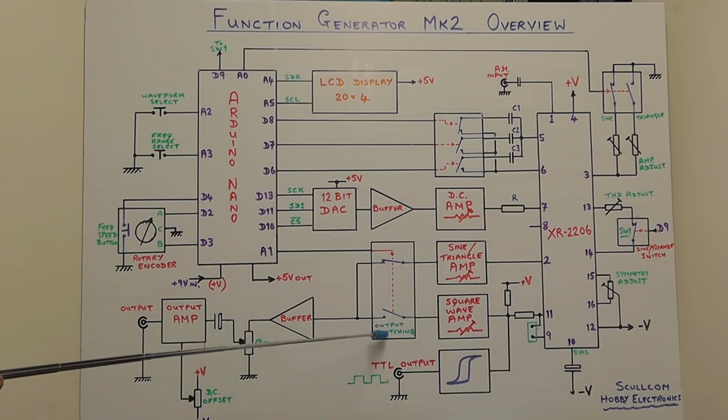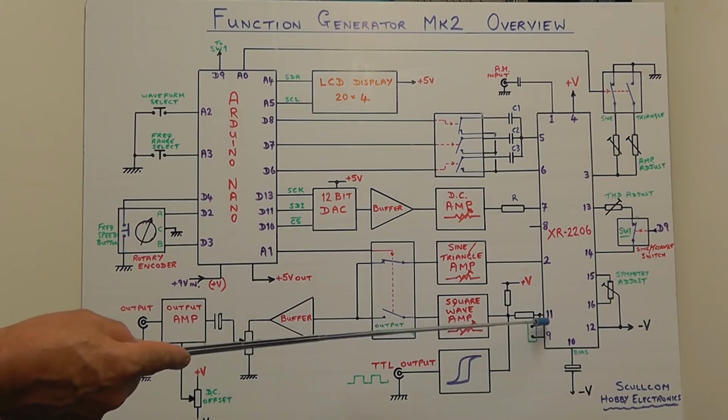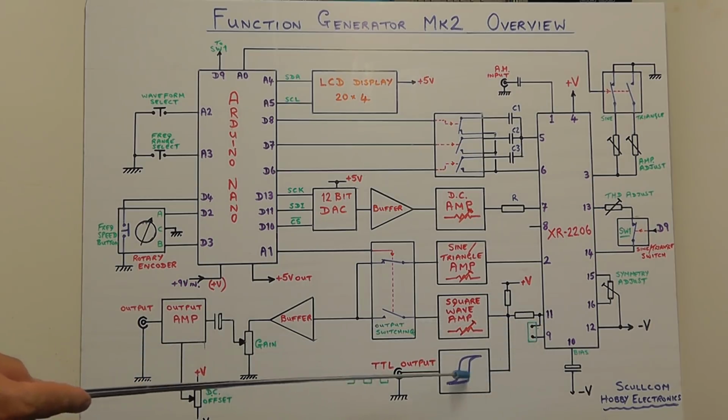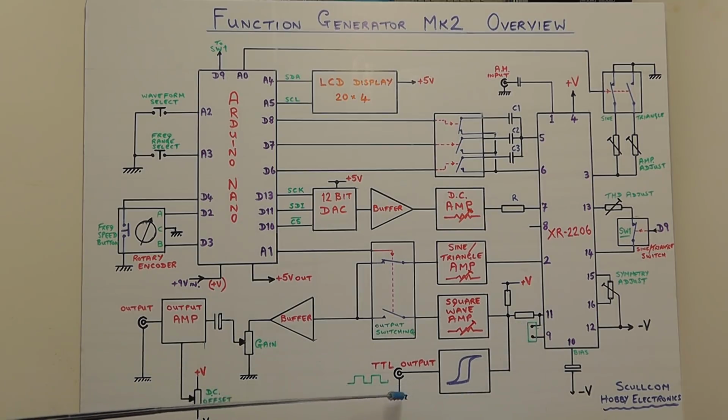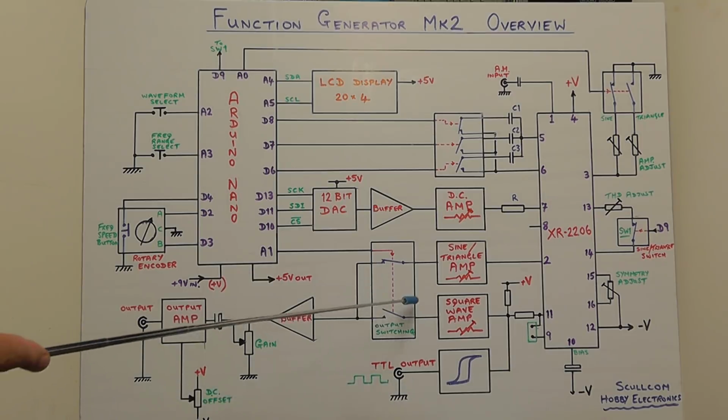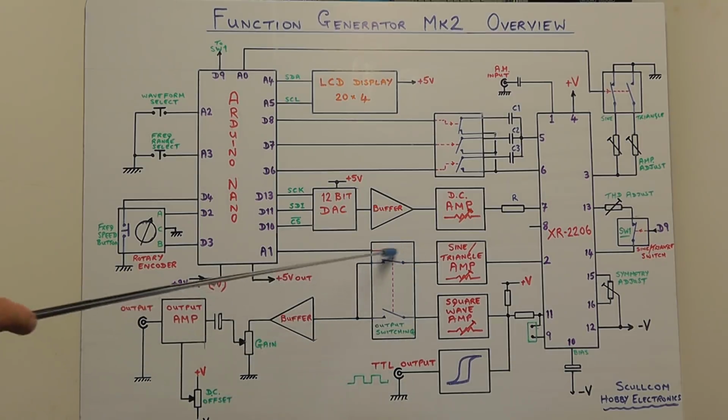That then goes through the output switching, the analog switch there, before going to the output stages here. Also coming from pin 11, we have a Schmitt trigger, which is clamping the voltage of the square wave at 5 volts, and that's going to the TTL output. The output from the switching arrangement, the output switch, is going through a buffer. We can set the gain, it goes through an output amplifier where we can put some DC offset. We'll try and do that, and then we've got the output signal at that point there.